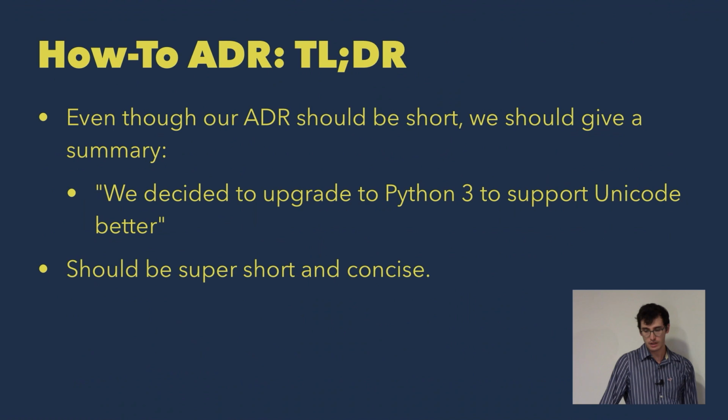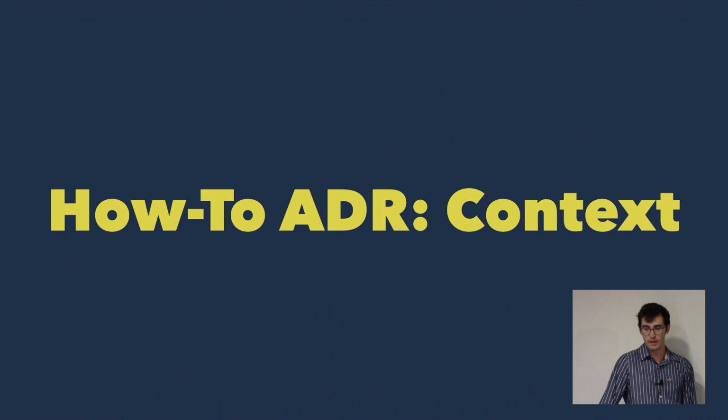And they should be short and concise. The next section is context. So you want to load into the developer's mind the relevant context at the point that the decision was made. So this is documenting state, but it needs to be related to when that actual decision was made.